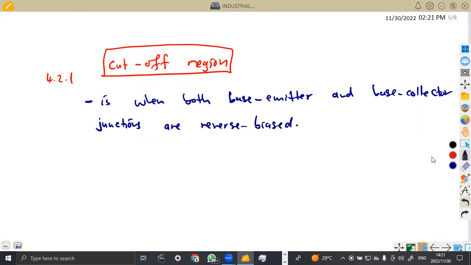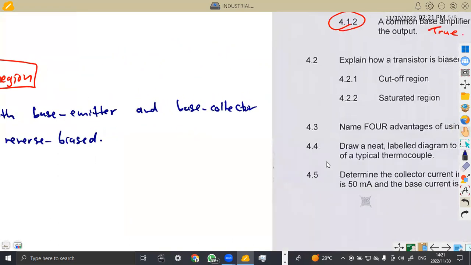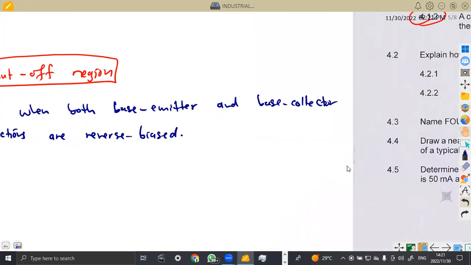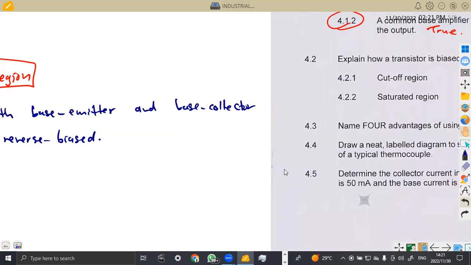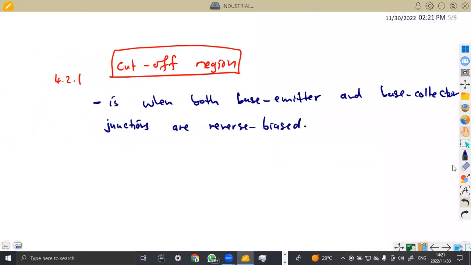So that's it, we are done. Okay, then 4.22, in the saturated region. What is going to happen in this saturated region in terms of the connections? How is it done actually? Here it occurs when both the base emitter and base collector junctions are forward biased and the transistor is turned fully on. That is the condition.